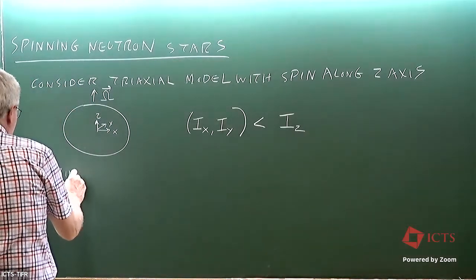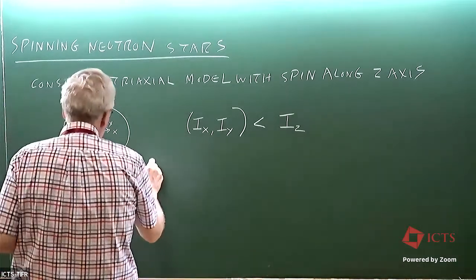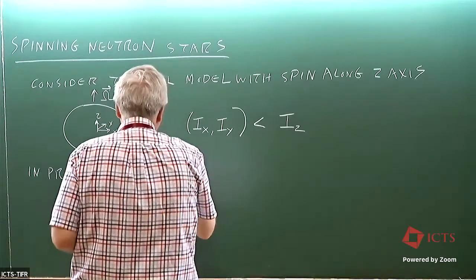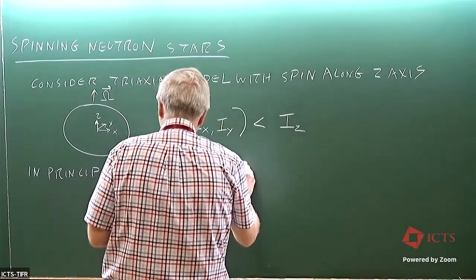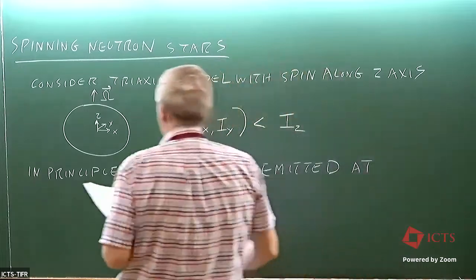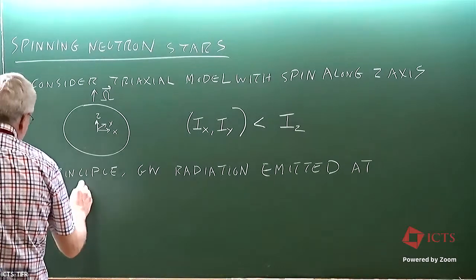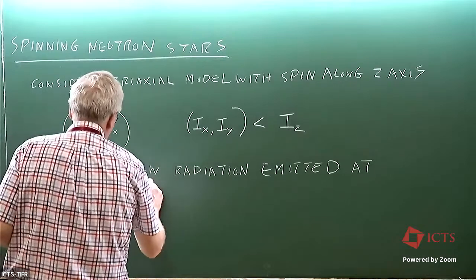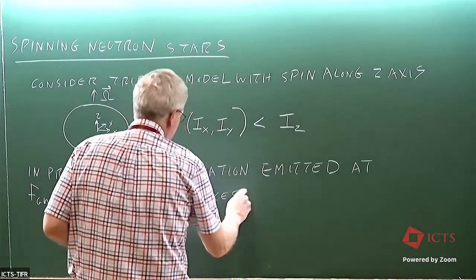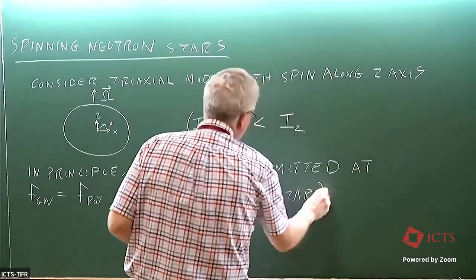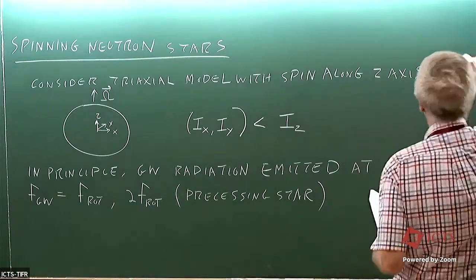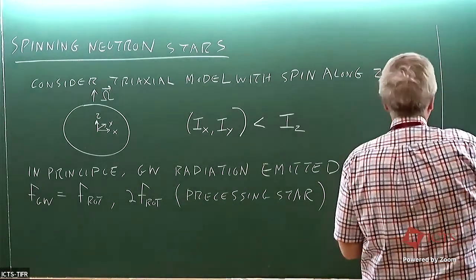Now, in principle, when you have this kind of a model, you could have a misalignment between this angular velocity vector and the angular momentum vector. So you could, in principle, have precession of this object. And in that case, you would have gravitational radiation emitted at a gravitational wave frequency of both the rotational frequency and twice the rotational frequency if we had a precessing star. And so let me initially consider that possibility, and then later I'm going to dismiss the case of f_GW equal to f_rotation, because we normally don't worry too much about that.